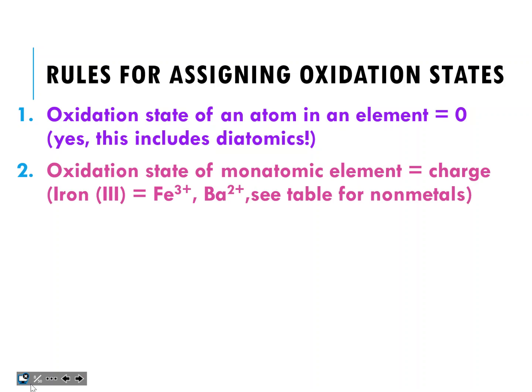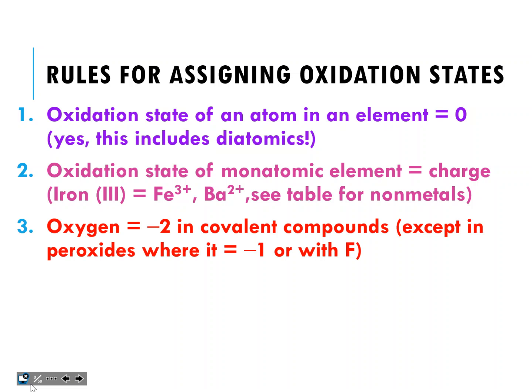The oxidation state of monatomic ions is the charge that they are given on the periodic table. For instance, if it tells you it's iron(III), with the Roman numeral 3 next to it, that means the charge is going to be +3, or the oxidation state would be +3. Barium is in group 2, the alkaline earth metals, and that whole column only does +2, so its oxidation state would be +2.